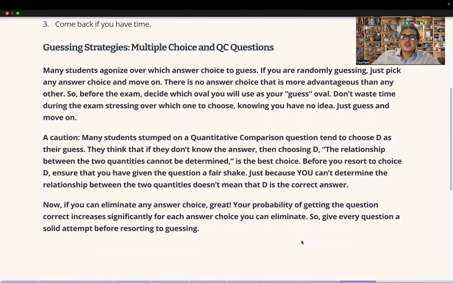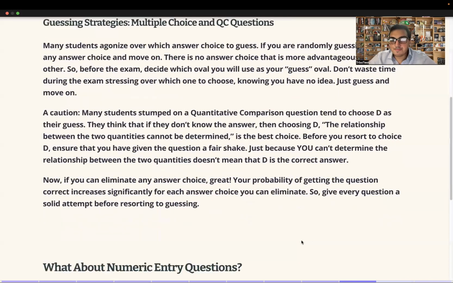A caution. Many students stumped on a GC question tend to choose D as their guess. They think that if they don't know the answer, then choosing D, the relationship cannot be determined, is the best choice. Before you resort to choice D, ensure that you have given the question a fair shake. Just because you can't determine the relationship between two quantities does not mean D is the correct answer. Now, if you can eliminate any answer choice, great. Your probability of getting the question correct increases significantly for any answer choice you can fully eliminate. So giving a question a shot before resorting to guessing is always a good idea.